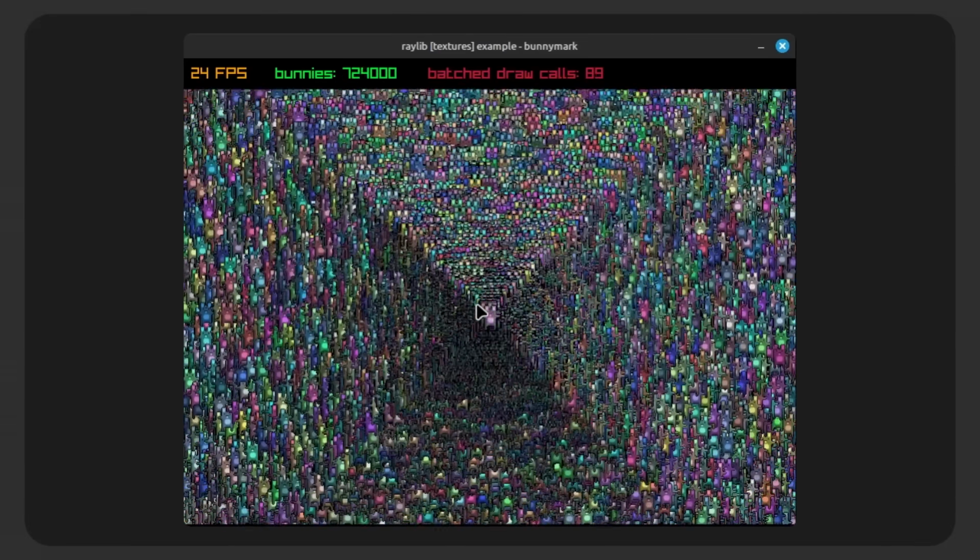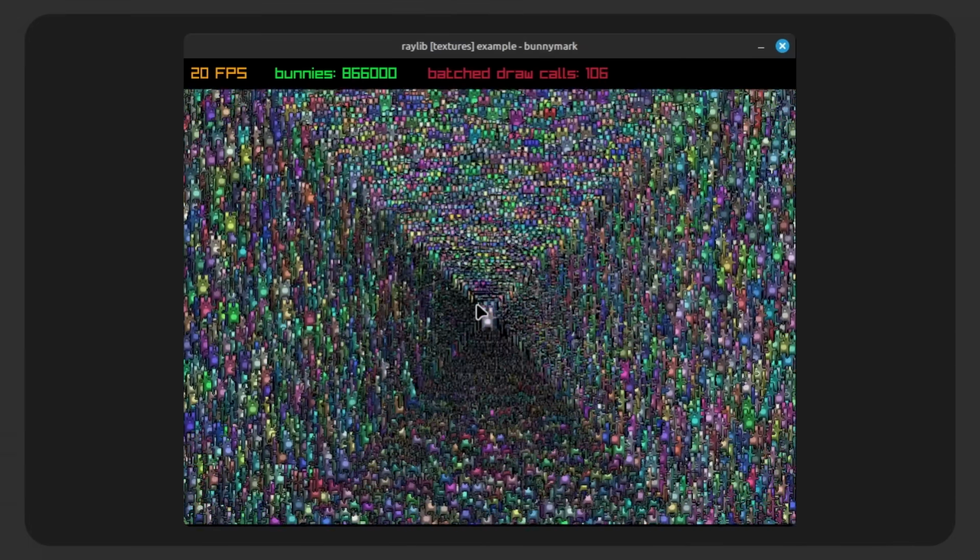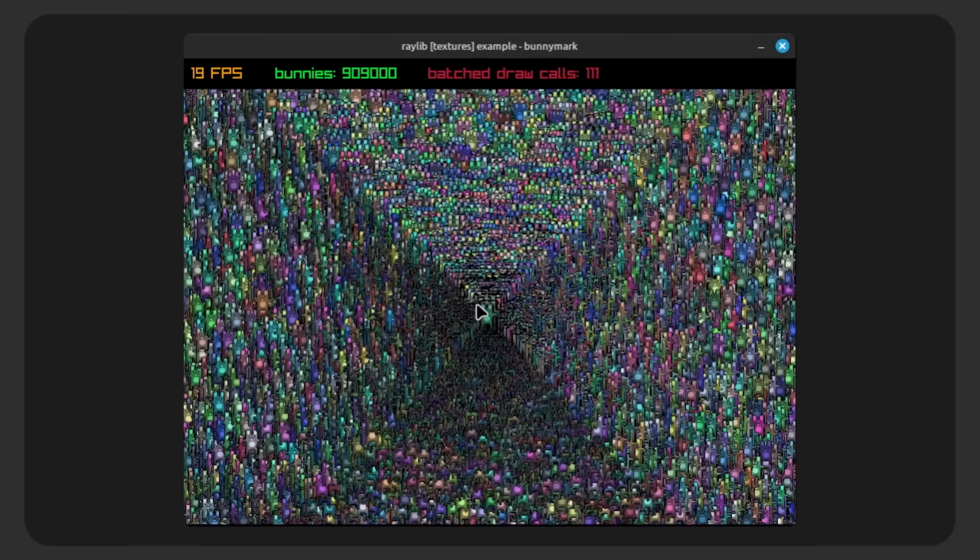Have you ever wondered how fast you can draw bunnies to the screen? Neither had I until I stumbled across Raylib's Bunnymark example. Its true purpose is to introduce drawing textures to the screen, which it does wonderfully. However, I was quickly distracted by potential optimizations.